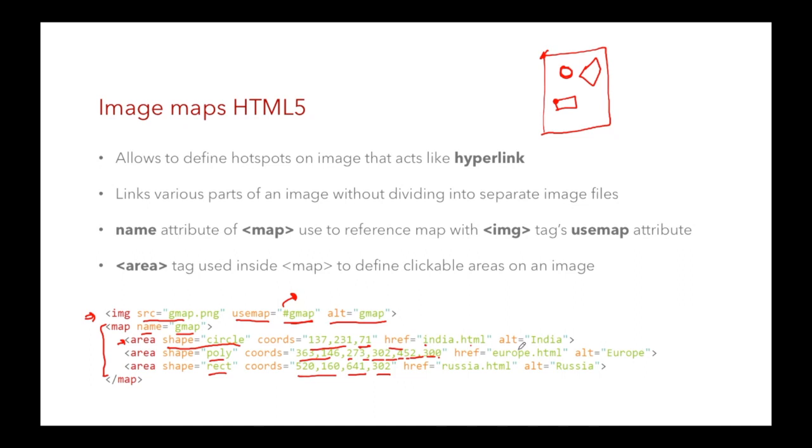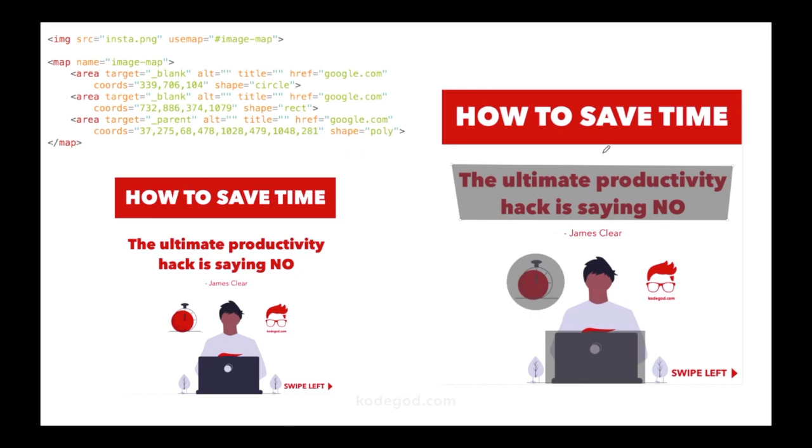I'll also give a reference to a particular website, using which you can get these coordinates automatically. There are many tools available. So we are going to take this example. This image I have taken from our Instagram page. On this particular image, I'm going to make this particular section clickable using the circle, and then this laptop I'm going to make clickable using a rectangle, and then here I'm going to use the poly. Something like this. So this is how it is going to be, and this is the code that will be compiled.